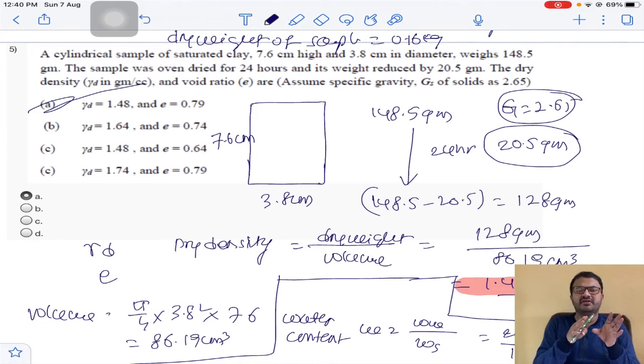Okay, this is somewhat of a logic question. He has not given the sample volume directly. He gave the dimensions of the cylinder in which the sample is present. So from this you need to calculate the volume of the sample. Whenever we pour a certain soil in a container, whatever the shape or volume of the container, the same will be the volume of the soil. So that point you need to remember.